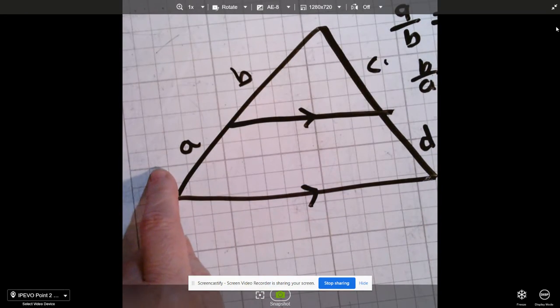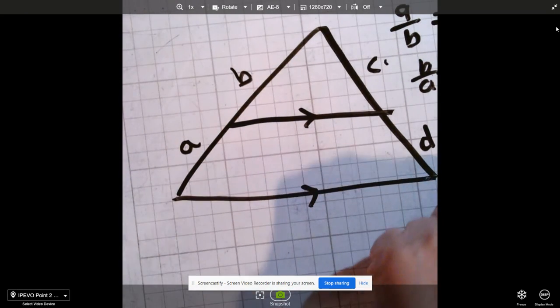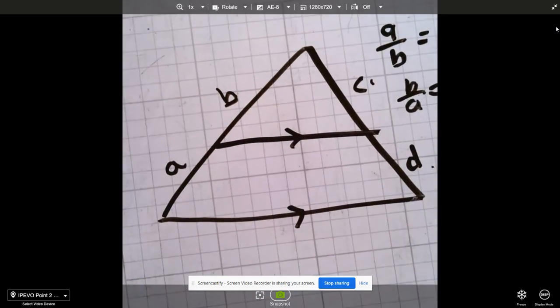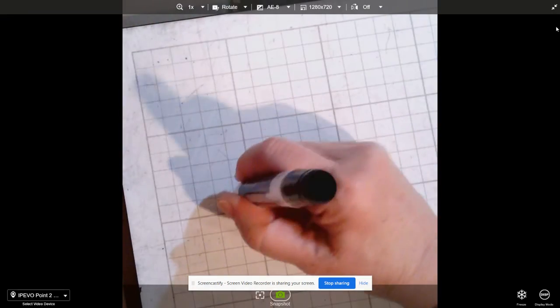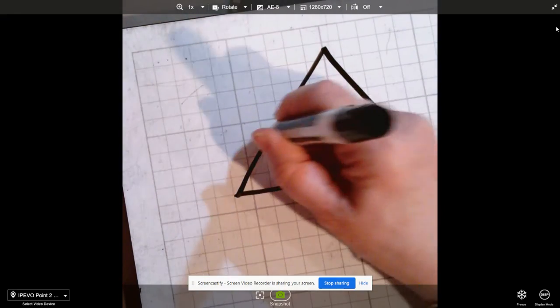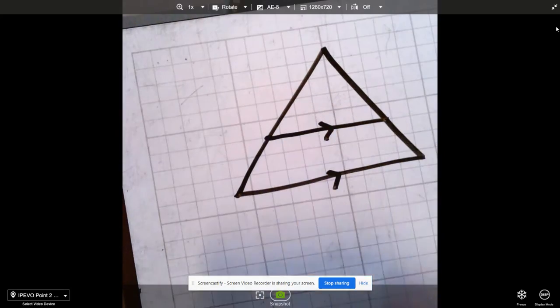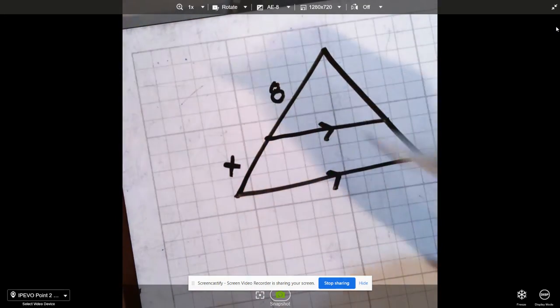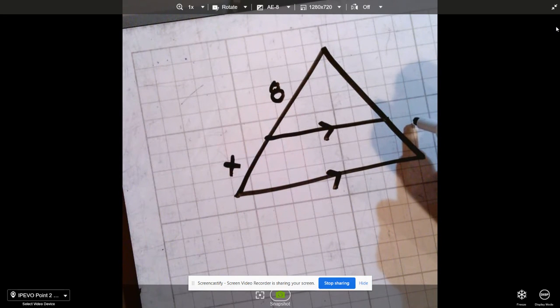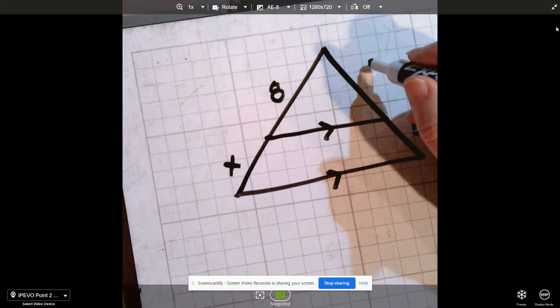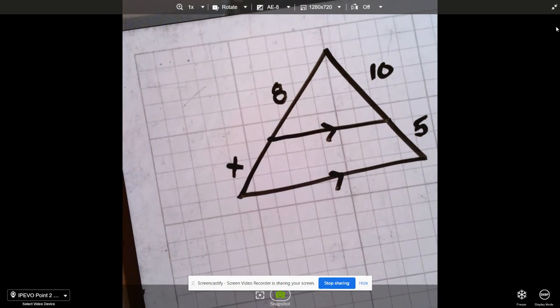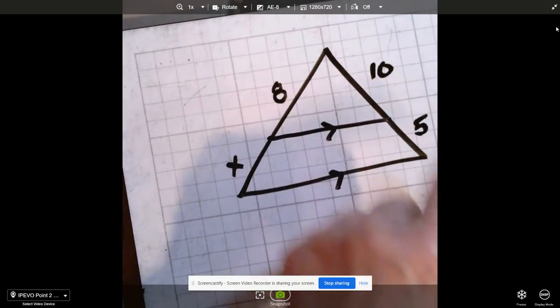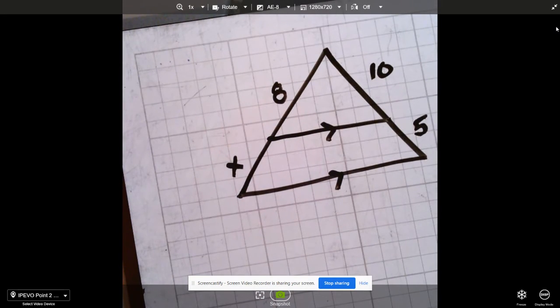As long as I start at the bottom in the first ratio, I'd have to start at the bottom on the second ratio. So let's see how we would use this. So if I have some triangle like this, and I'm telling you that these sides here are parallel, and I'm going to say this is X and this is 8, and I'm going to say that this is, I don't know, 5, and this is 10, for instance.